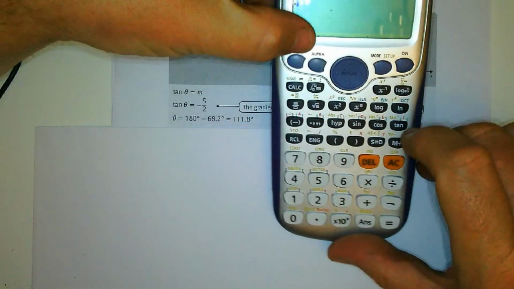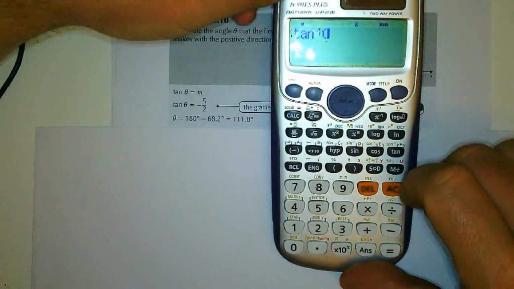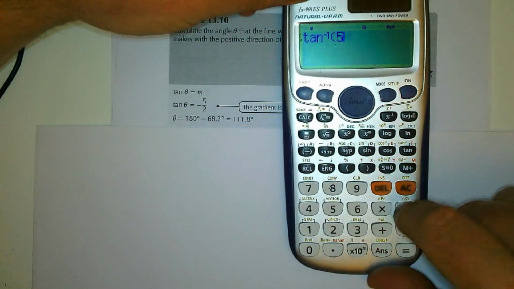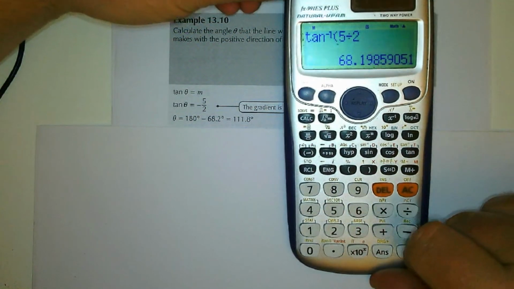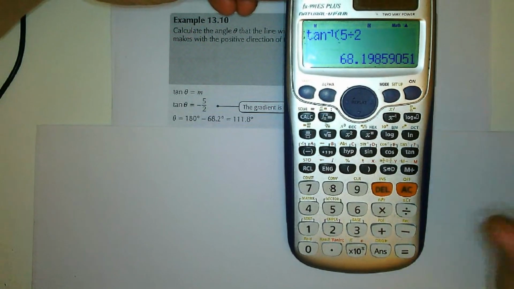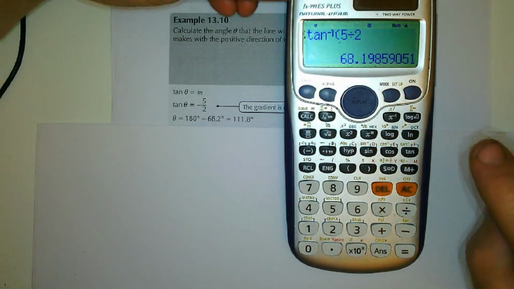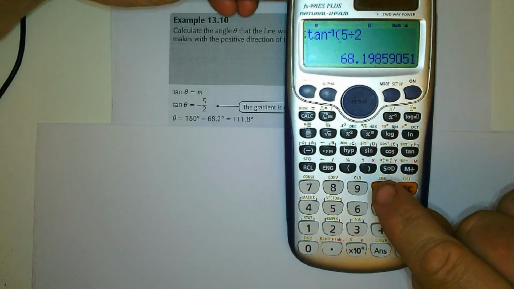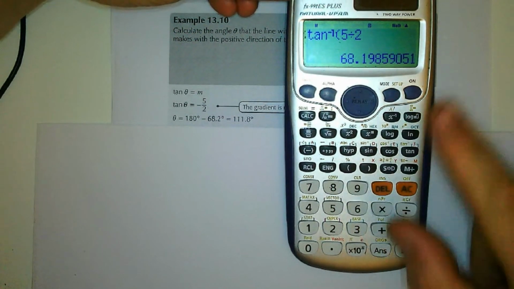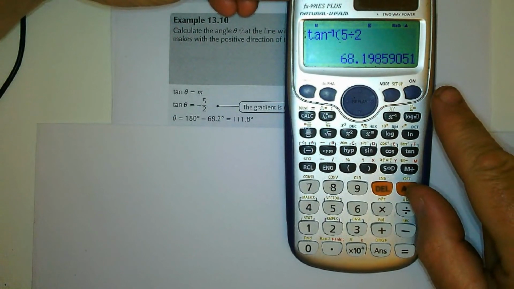So shift tan, I do 5 divided by 2, and I get 68.19. But remember, that's the acute angle, so you would need to take that away from 180 to get the obtuse angle. Okay, so you take that away, so that's what's happening now.